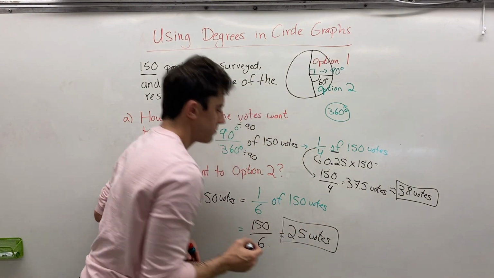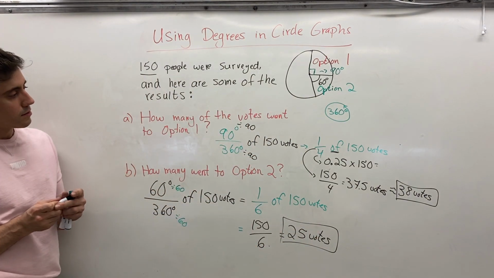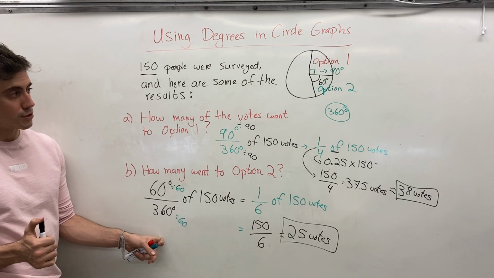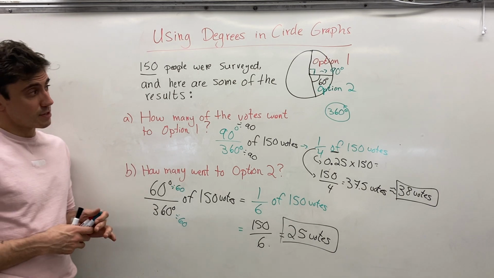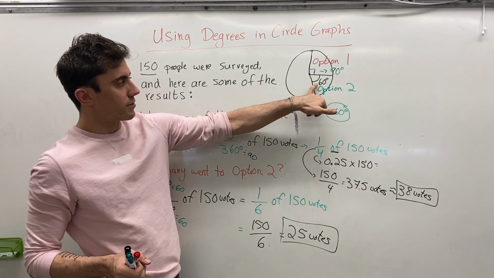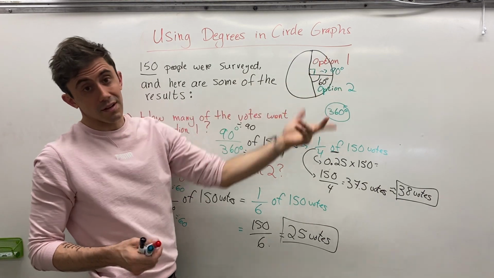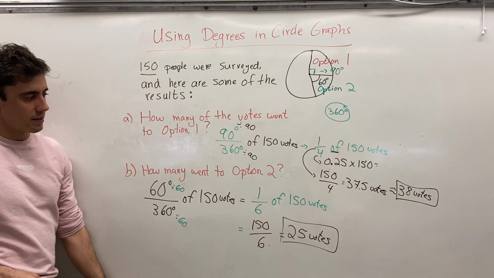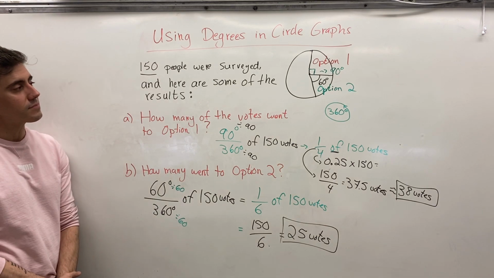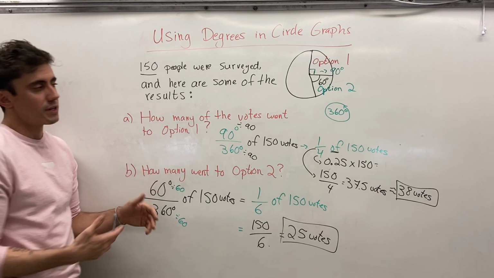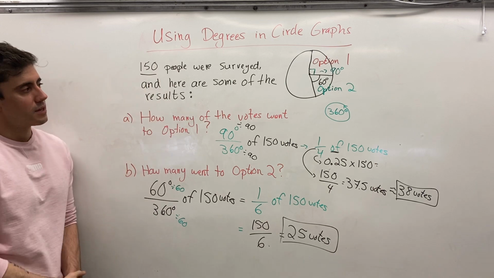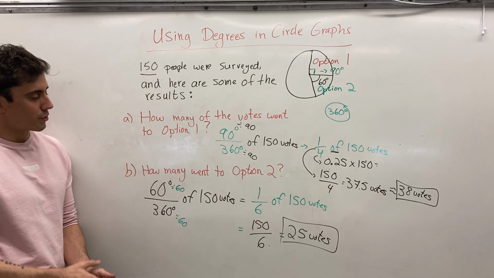And so, there we have it. So, rounding, we got 38 votes for option 1, we got 25 votes for option 2, which makes sense because option 2 is a smaller section of the circle graph than option 1 is, and so at least that's in line with our solution. And then if we wanted to, we could add all the other options that finish off the 150 votes. But for now, I think this is enough to get the point across.